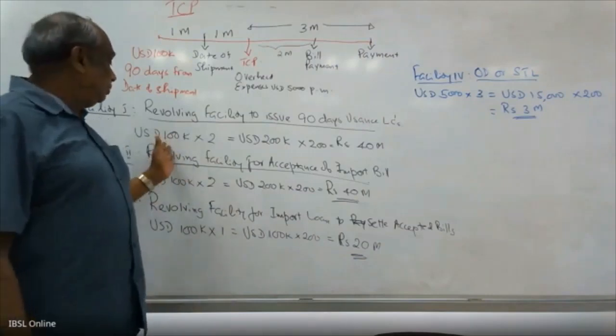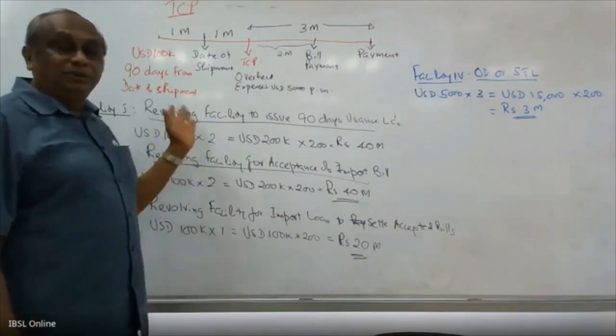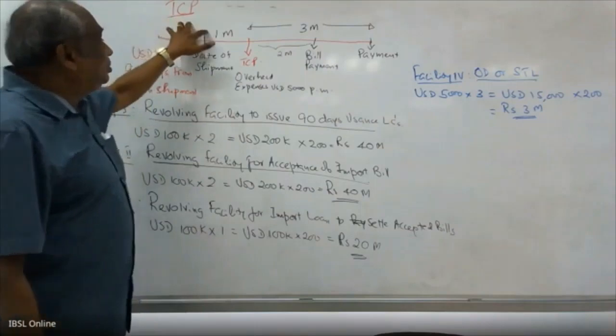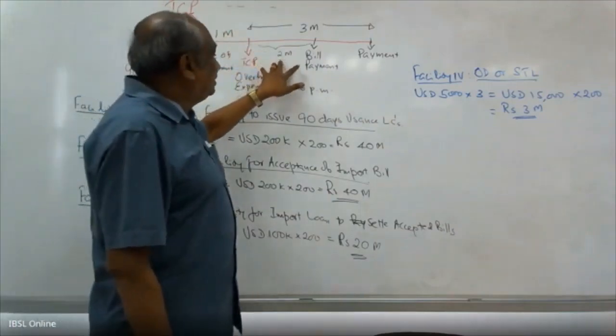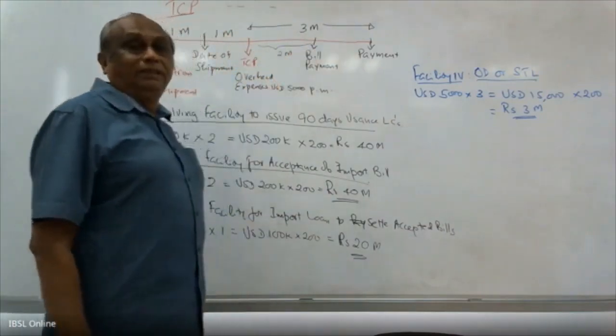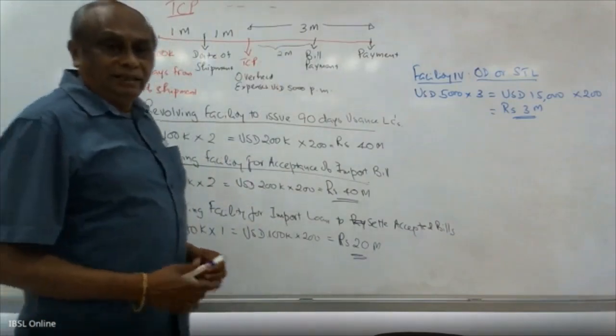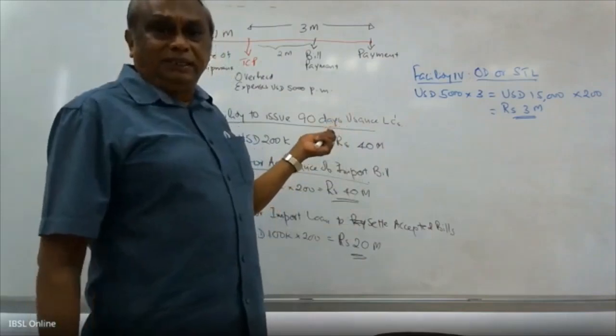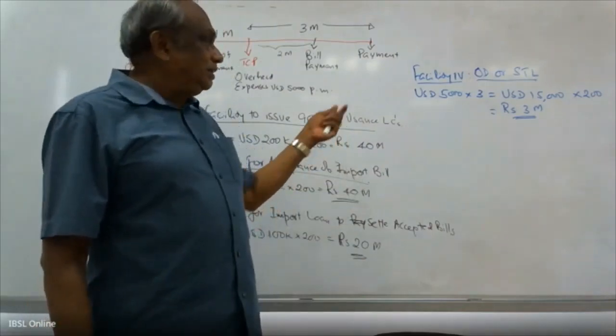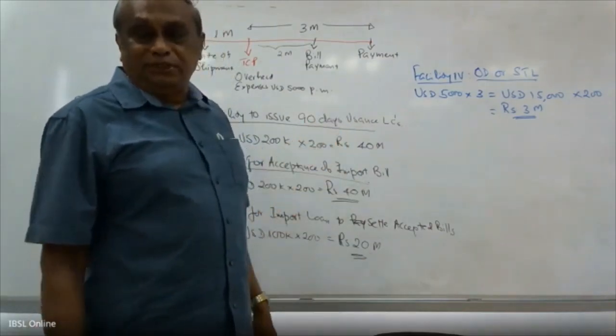One facility is US dollars 100,000. I need 2 such facilities. Here the lead time is 2 months. Here the lead time is 1 month. Right? That lead time is the important thing. What did they ask? Only this one? Well, I don't have the question now.